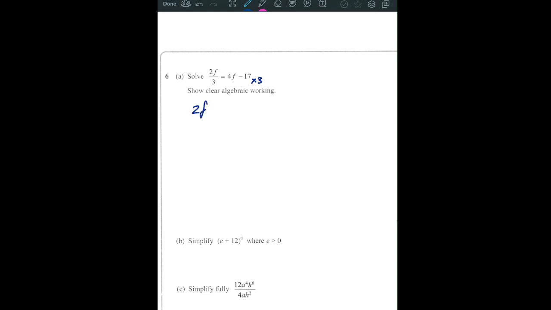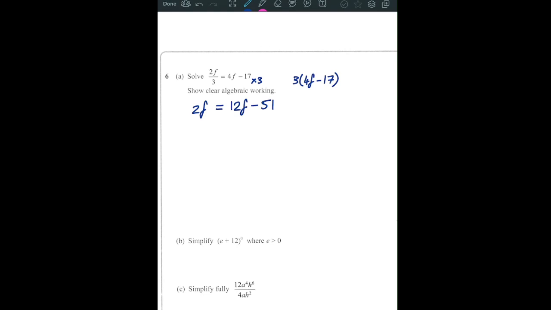So on the left hand side, I've undone the divide by 3, I'm left with 2f. The right hand side, if I times it by 3, both things get multiplied by 3. So that 4f becomes 12f and the 17 becomes 51. You could imagine this as multiplying the entire right hand side, so you need brackets there, and you're thinking of this as expanding brackets to help you justify that. Well, now I've got f on both sides, so let's try and fix that problem.